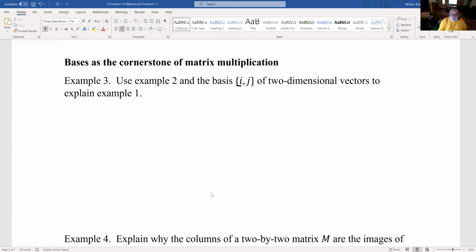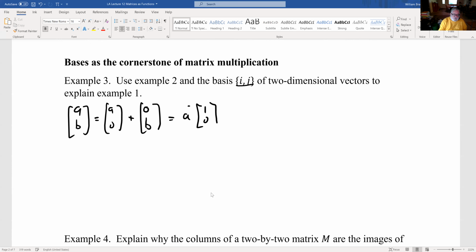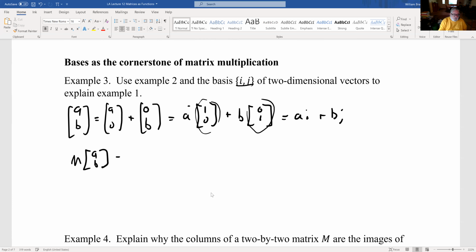Okay, so how do we use the basis i, j of two-dimensional vectors to explain example 1? Well, if I start with a vector (a, b), I can break that into two vectors. Then I can factor the a out of the first one and the b out of the second one. And remember that we have names for those particular vectors, i and j. This one is i, this one is j. So what's M times (a, b)? Well, M times (a, b) is M times a, which we're now thinking of as just a number, times the vector i, plus b times the vector j. So it's a times Mi plus b times Mj.